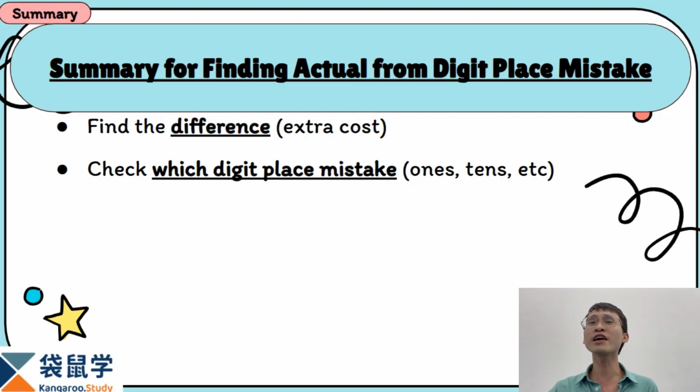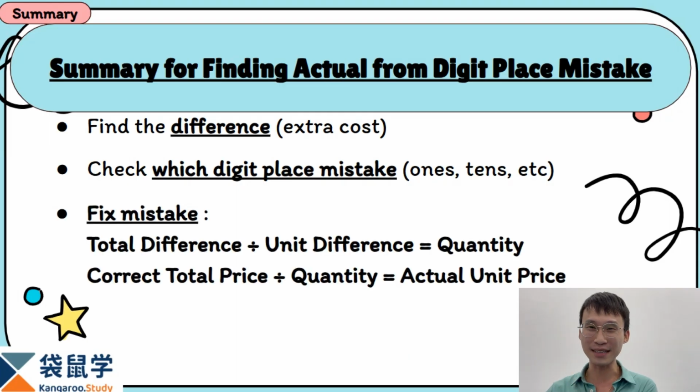Finally, how do we find the actual price and quantity? We fix the mistake by taking the total difference divided by the unit difference to get the quantity. Why? Because the total extra cost came from paying the same extra amount for each unit. Then we can take the correct total price divided by the quantity to get the actual unit price. And that's it. Now you know how to find the actual answer.